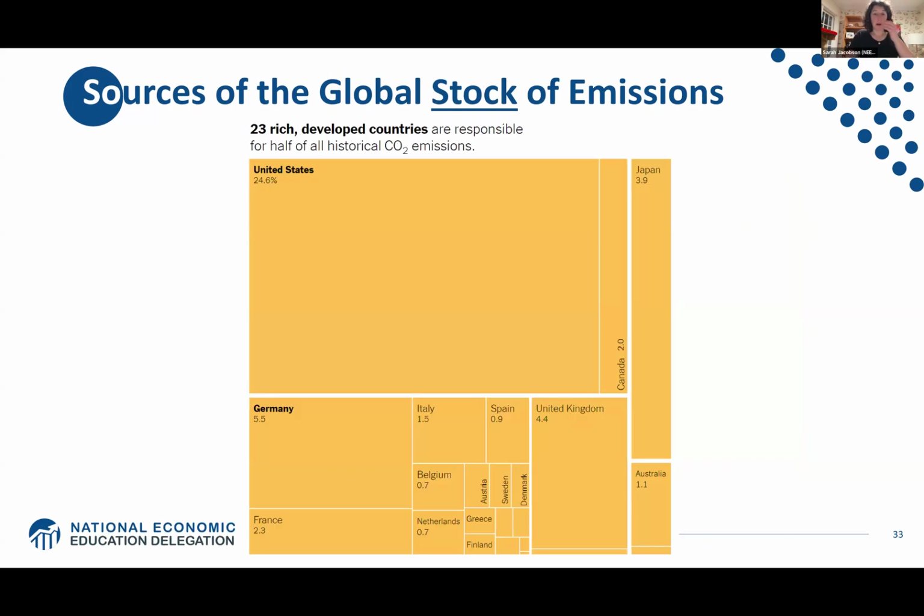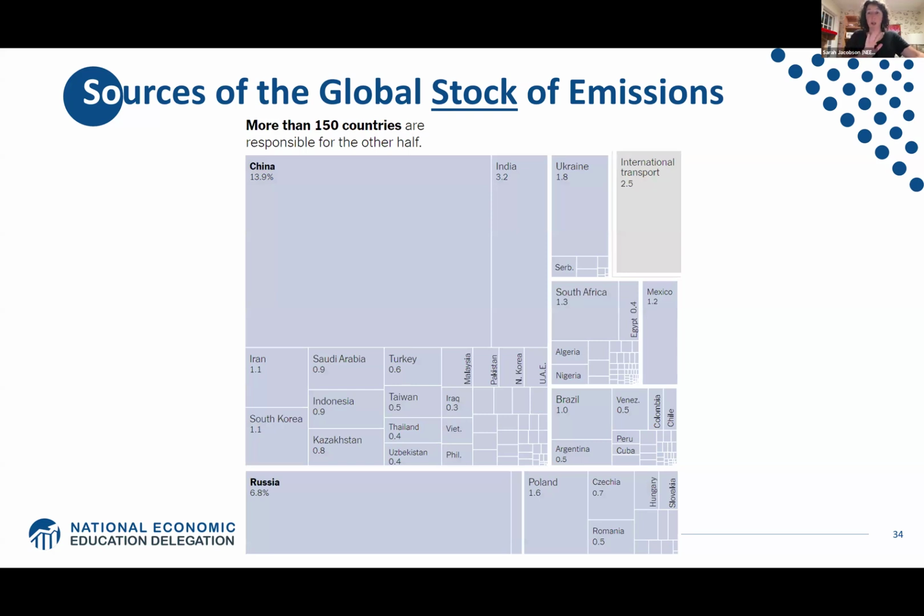Well, the New York Times then broke the stock of how much emissions have been put out over history in halves, and one half was put out by 23 rich developed countries, and the US is half of that. So the US is basically a quarter of historical emissions on the planet. And then the other half all comes from 150 other countries, right? So you can see that China is the biggest block here also, but it still is significantly less than the US. Russia is also a big block, and so on.